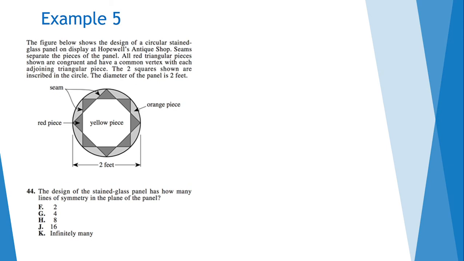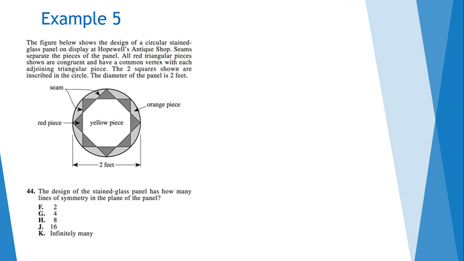Okay, so example 5. The figure below shows a design of a circular stained glass panel on display at Hopewell's Antique Shop. Seams separate the pieces of the panel. All red triangular pieces shown are congruent and have a common vertex with each adjoining triangular piece. The 2 squares shown are inscribed in the circle, and the diameter of the panel is 2 feet. So all this information, like the diameter of the panel is 2 feet and such, that's kind of thrown out of the window in a lines of symmetry question.